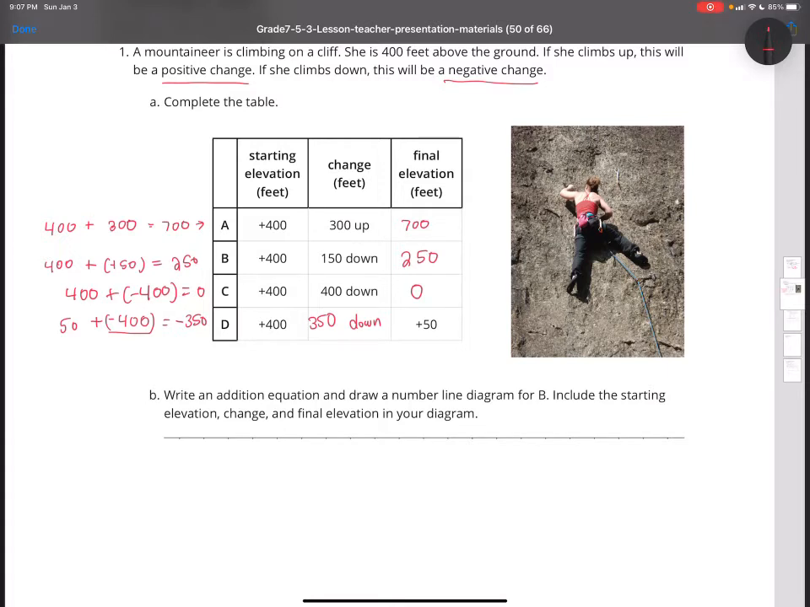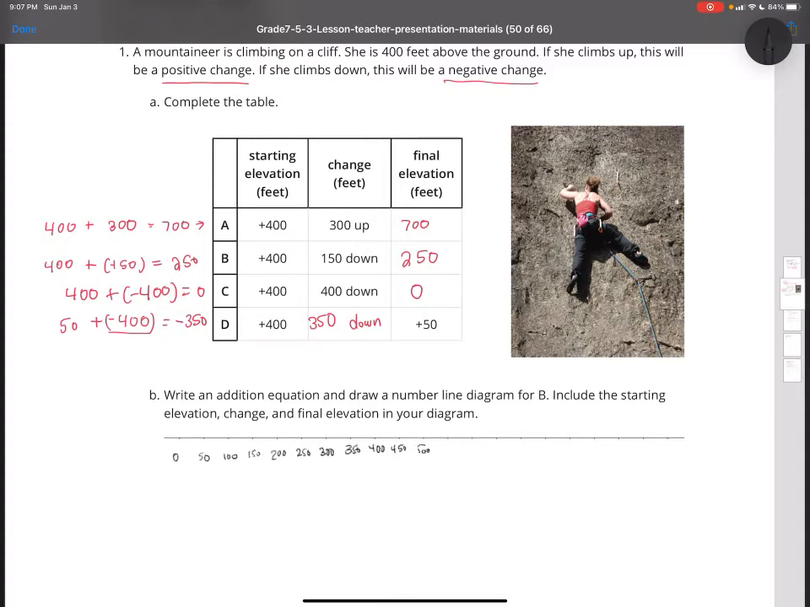So then for part B, it says write an addition equation and draw a number line for part B, including the starting elevation, change, and final elevation in your diagram, okay? So with this number line, what I want to do is count by 50. So I could say 0, 50, 100, 150, 200, 250, 300, 350, 400, 450, 500. And I can stop right there.